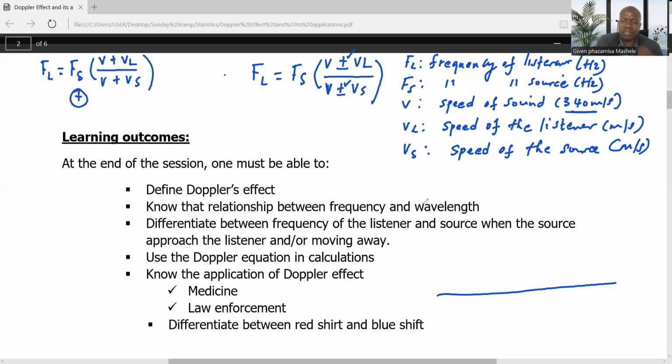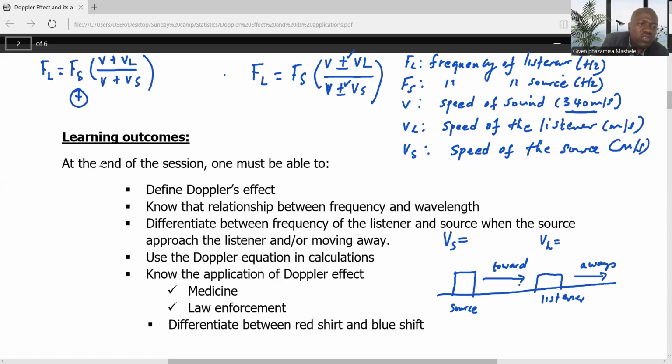Number one, I apologize. If we have a source, you must listen to me very well. Let's say this is our source, and this one is the listener. I want to talk about a case where the source is approaching, or moving towards, and also when it is moving away. If we are using the plus formula, remember this is the source, it will have Vs, and this one will be VL.